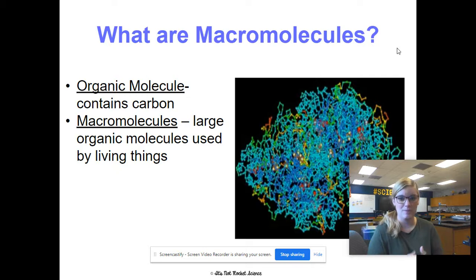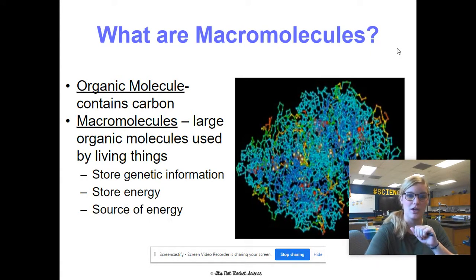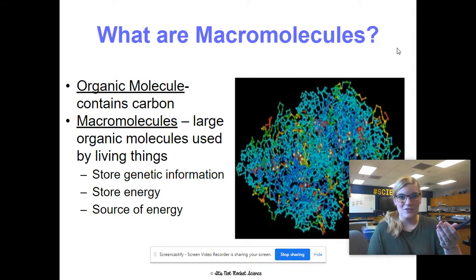So you can see this picture here. It's a macromolecule and it's all kind of crazy looking. But these are molecules that are used by living things to do several main functions. So they're going to store genetic information, store energy, and they're also going to be a source of energy. So without macromolecules, we don't have genetic information to pass on, which is one of our characteristics of life. Macromolecules also help us store energy, which is really important because if you don't store energy and you lose it all as soon as you get it, then you have to be eating all the time. And then they are also our source of energy, so they are also our food.